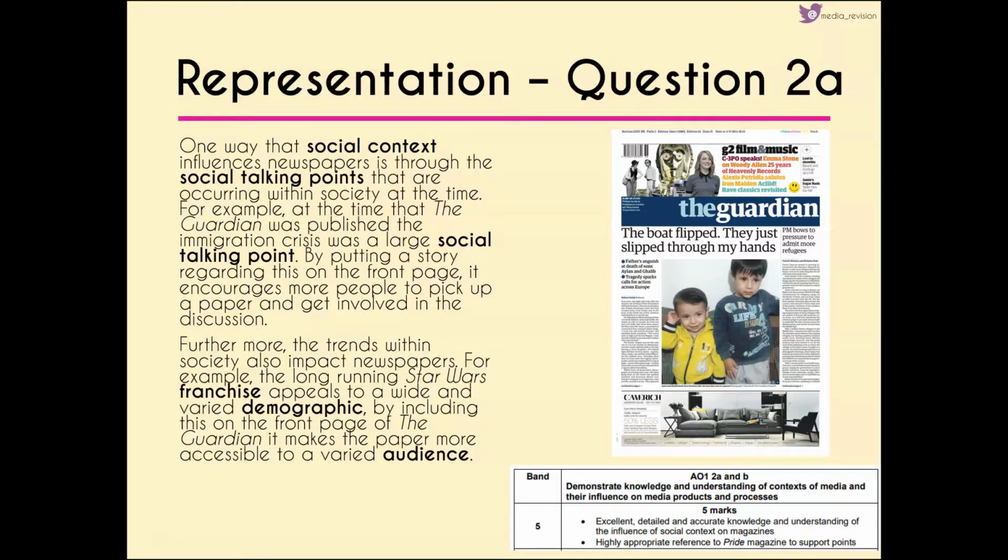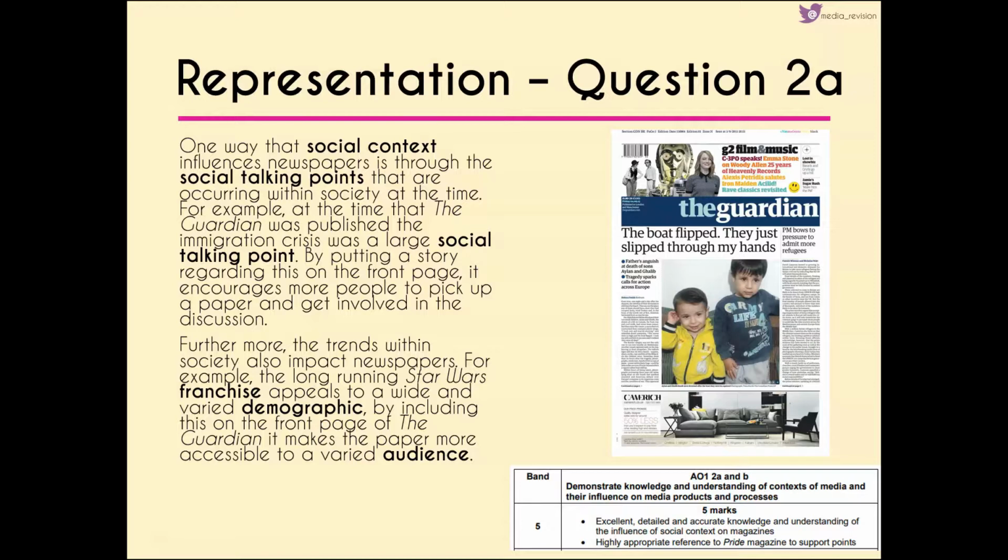One way that social context influences newspapers is through the social talking points that are occurring within society at the time. For example, at the time The Guardian was published, the immigration crisis was a large social talking point. By putting a story regarding this on the front page, it encourages more people to pick up a paper and get involved in the discussion. Furthermore, the trends within society are also impacting on newspapers. For example, the long-running Star Wars franchise appeals to a wide and varied demographic. By including this on the front page of The Guardian, it makes the paper more accessible to a varied audience.